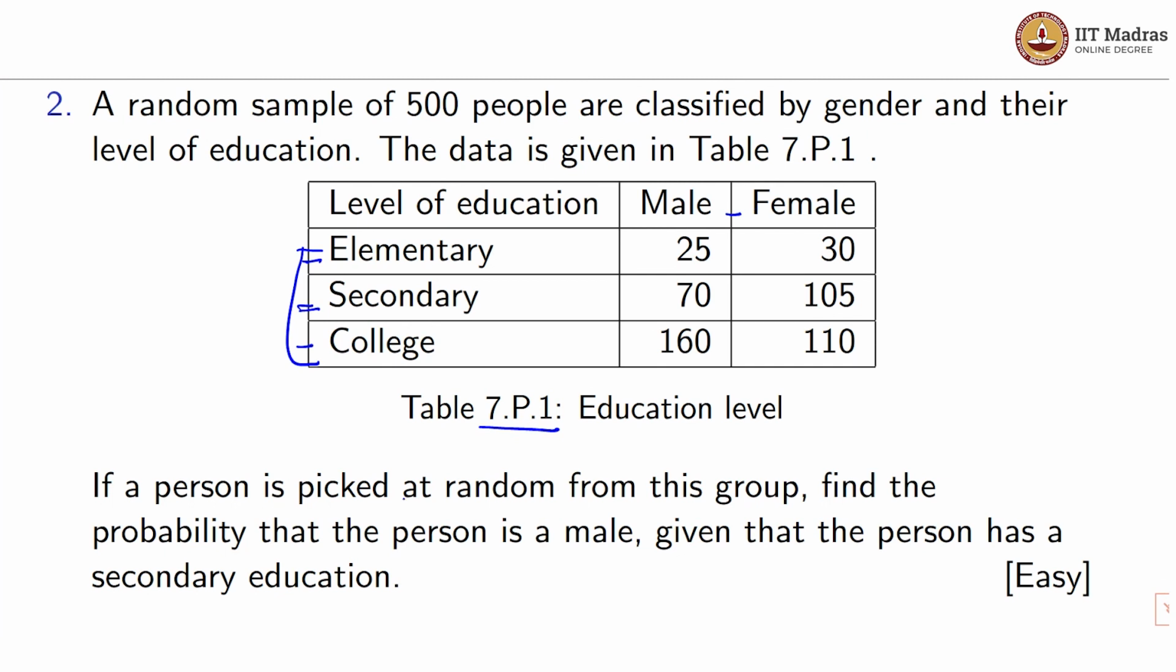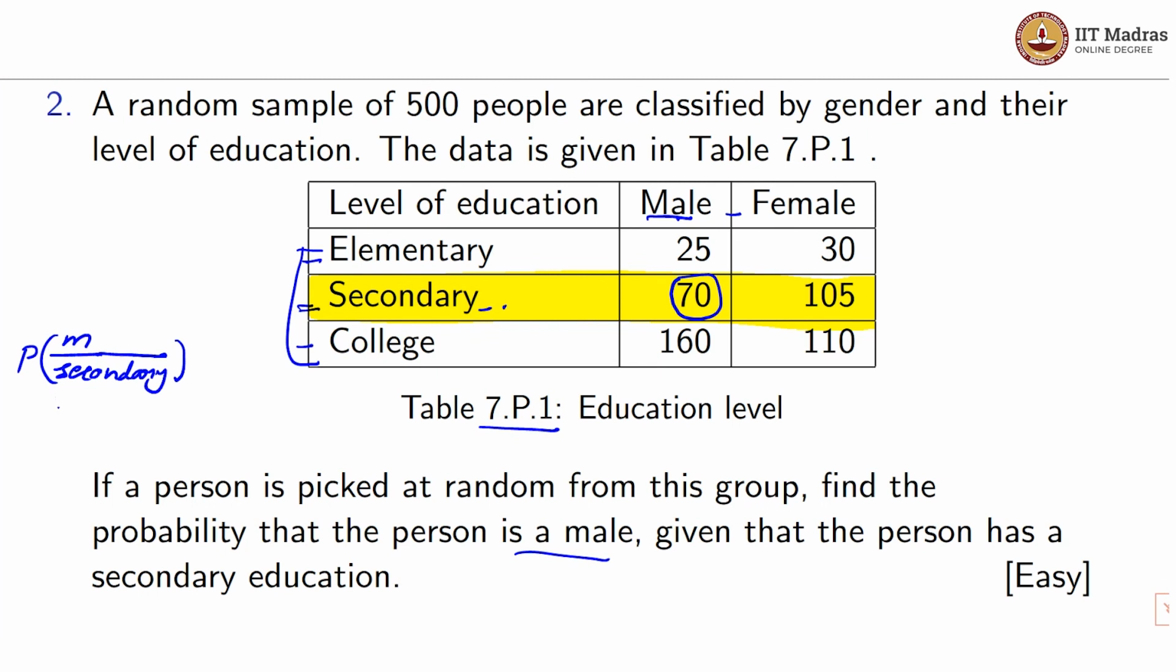Now if a person is picked at random from this group, find the probability that the person is a male given that the person has a secondary level of education. That is, we already know that the person who has been picked has secondary level of education. So here our sample space will be secondary level of education, because it is already known that the picked person has secondary level of education. Now it is asked, what is the probability that the person picked is a male. So we have to calculate the probability that the person is a male given that he has secondary level of education.